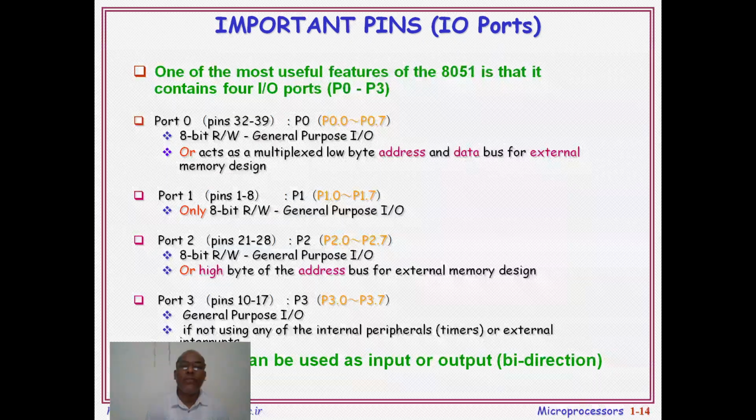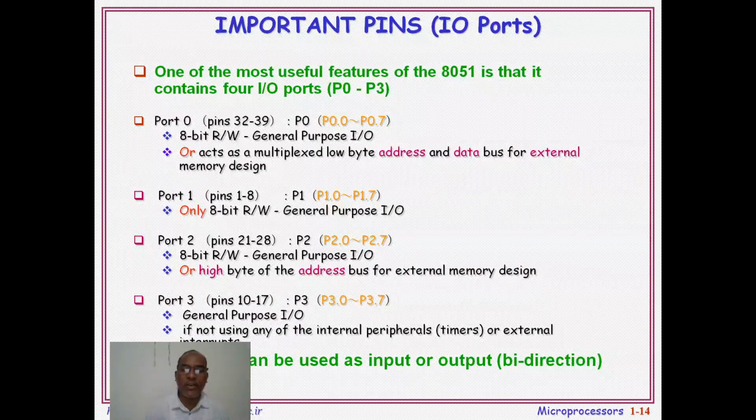One of the most useful features of the 8051 is that it contains 4 I/O ports, that means port 0, port 1, port 2 and port 3. Port 0 consists of 8-bit read-write general purpose I/O ports. Port 1 is only 8-bit read-write general purpose I/O. Port 2 is 8-bit read-write general purpose I/O or the high byte of the address bus for external memory design. And port 3 is again used as general purpose I/O.